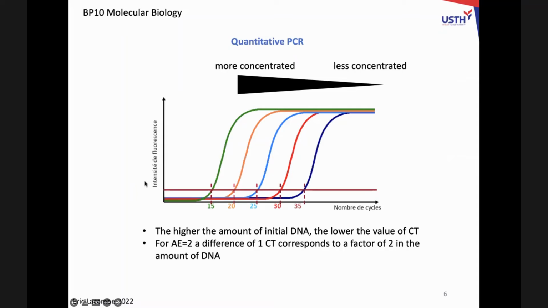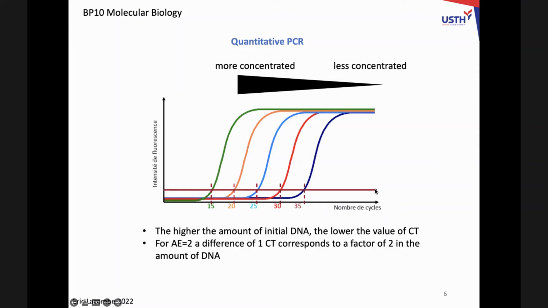Here in this graph, we've got 5 curves like I showed you. You see intensity of fluorescence; don't worry about that, we'll talk about it after. It's quantity of PCR product, okay? Quantity of PCR product in 5 different reactions. So there is the green reaction, orange, blue, red, and so on. They are on the same graph in order to be able to make the comparison.